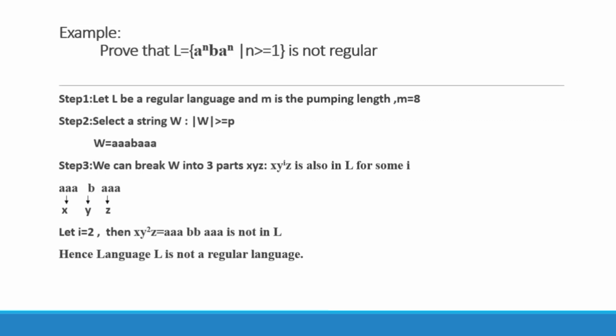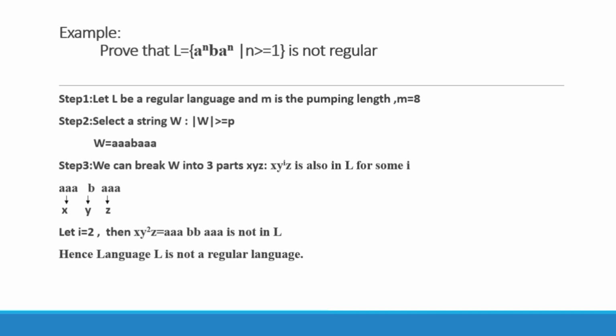Now, let's look at another example. Prove that L = {a^n b a^n : n ≥ 1} is not regular. Step 1. Let L be a regular language and m is the pumping length. Here I am choosing pumping length m = 8. Step 2. Select a string w such that |w| ≥ m. Here I am choosing the string w = aaabaaa. We can break w into 3 parts, x, y, z such that xy^i z is also in L for some i.